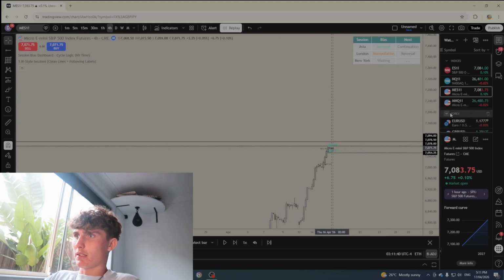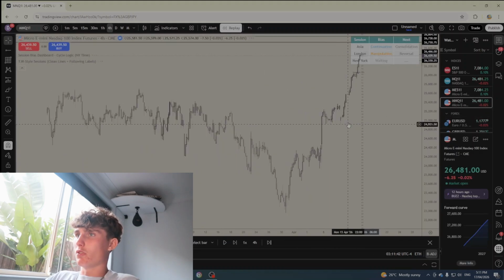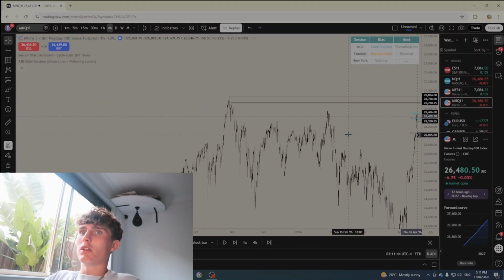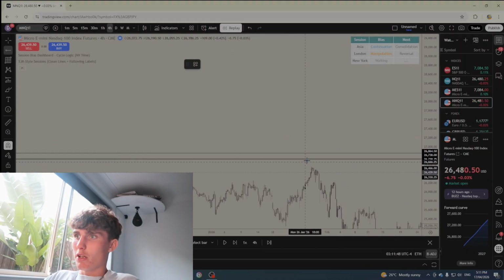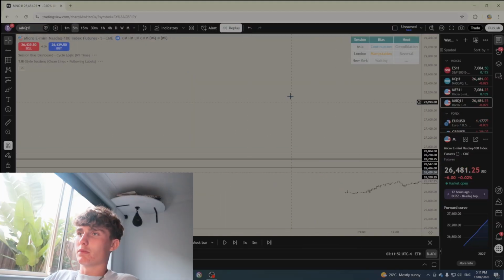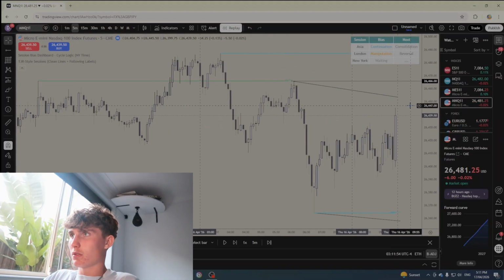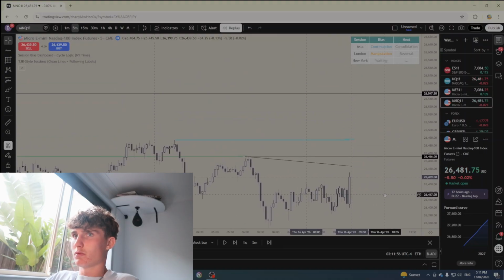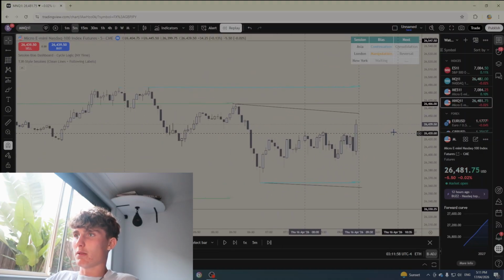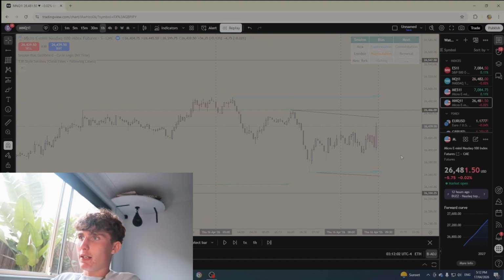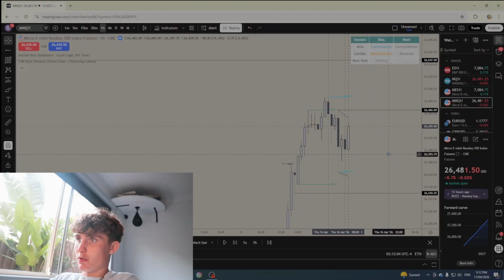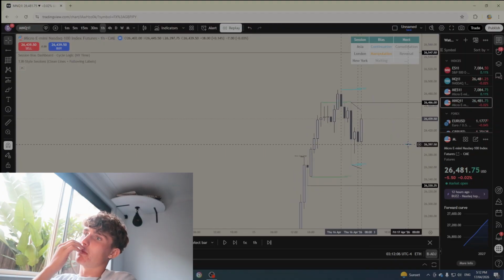So relative on NQ has a couple relatives, and then I'll mark this one. Pretty sure it's been taken out though. Let's reset. No, it hasn't been taken out. My bias is bullish, and I'm going to steer away from Nasdaq.